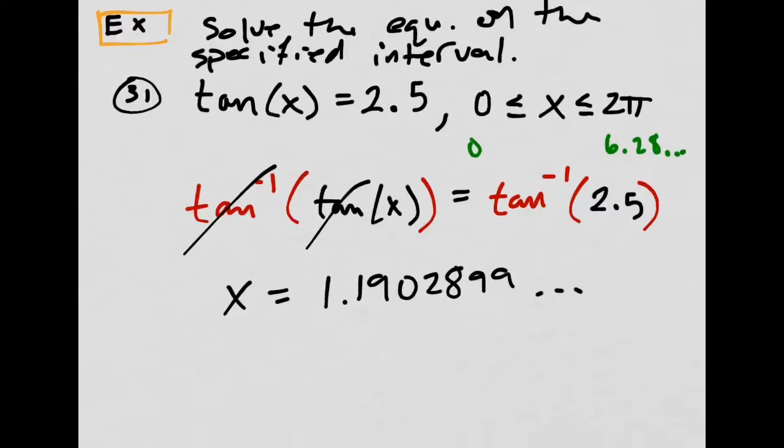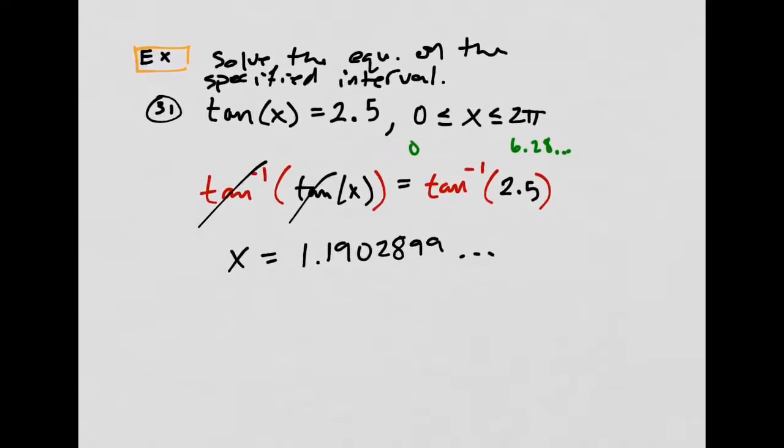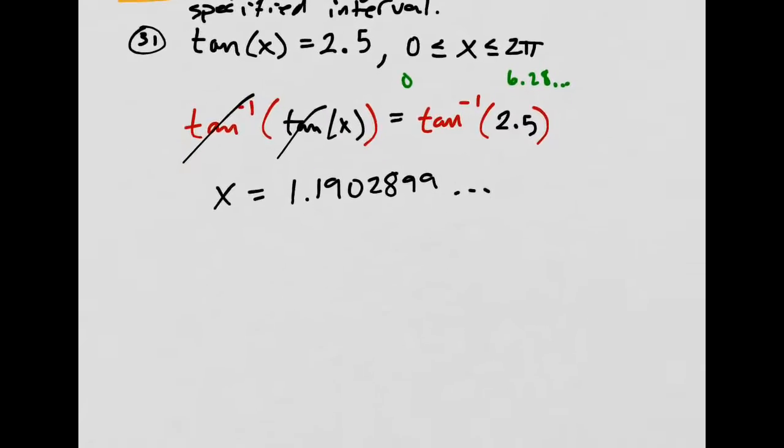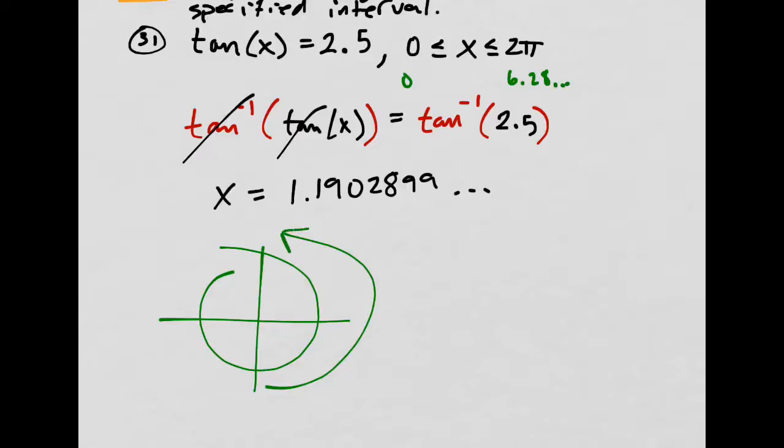Great. But I also know that if I use inverse tangent, I get angles between negative pi over 2 and pi over 2. So in this case, it happens, this is slightly smaller than pi over 2. Pi over 2, I'm going to get that in my calculator. Pi divided by 2, that's 1.57-ish. So this is definitely smaller than pi over 2. That's great.